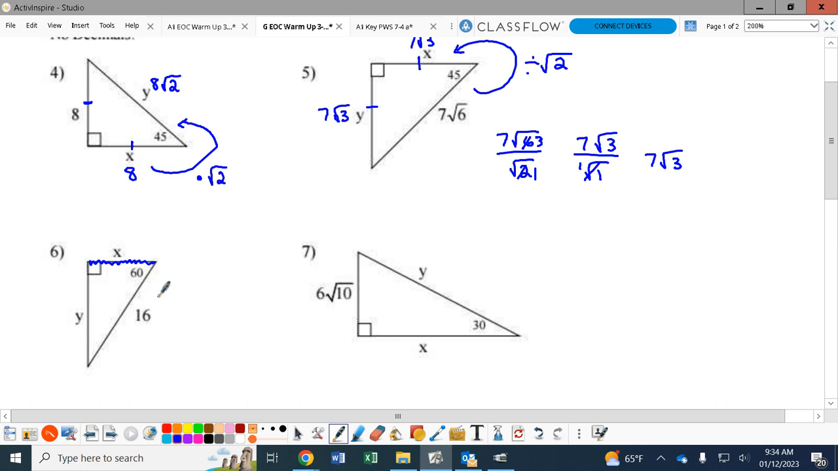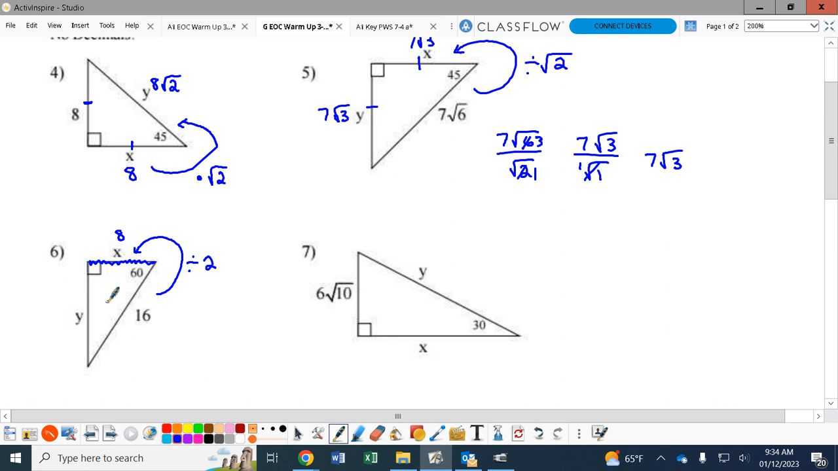Right now we have the hypotenuse. To go from the hypotenuse to the short leg, you would be dividing because you're making it smaller. And what's the magic number between the hypotenuse and the short leg? 2. If we take 16 and divide by 2, that puts us at 8 for the short leg.